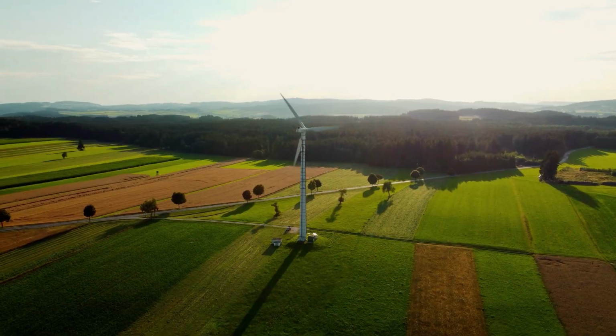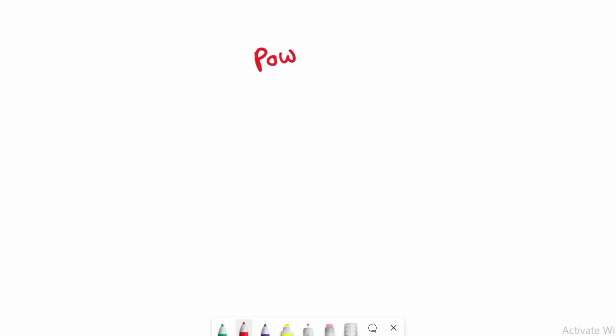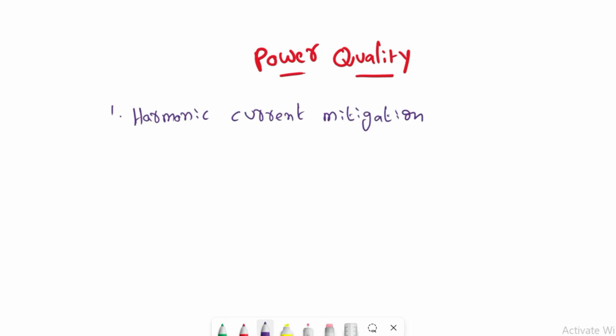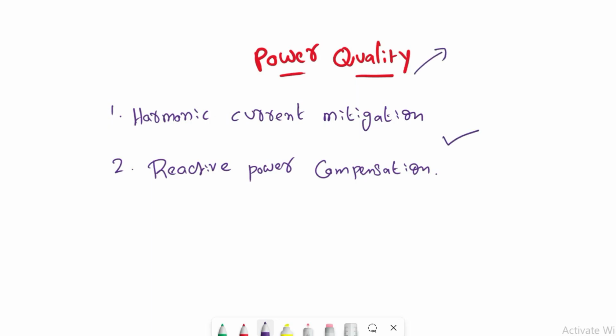Remember two things here. To improve the power quality, we need to satisfy two main things. First one is harmonic current mitigation. So first of all, we need to eliminate the harmonic current, and second thing is we need to compensate reactive power. So the second thing is reactive power compensation. If you do these two things, then our power quality will be automatically improved. So just remember these two things.